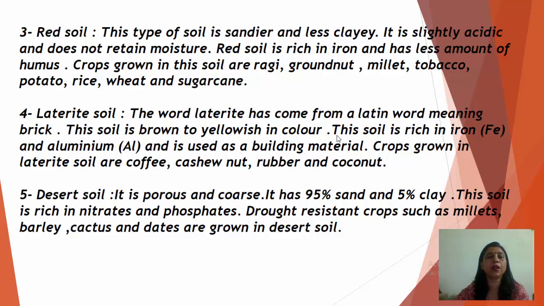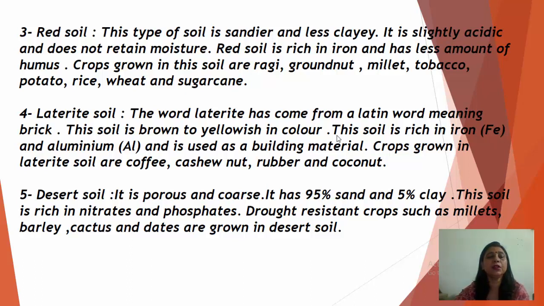The fourth type of soil according to ICAR, that is Indian Council of Agricultural Research, is laterite soil. The word laterite has come from a Latin word meaning brick. This soil is brown to yellowish in color. This soil is rich in iron and aluminium and is used as a building material. The crops grown in laterite soil are coffee, cashew nut, rubber and coconut.